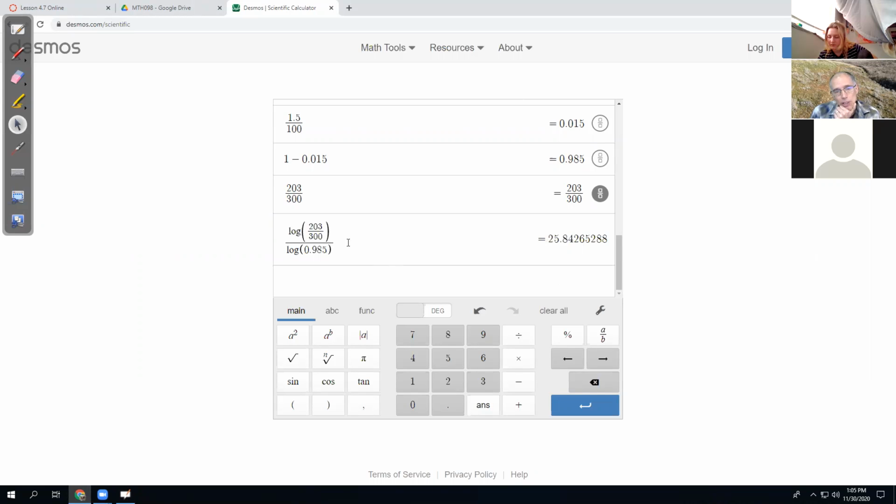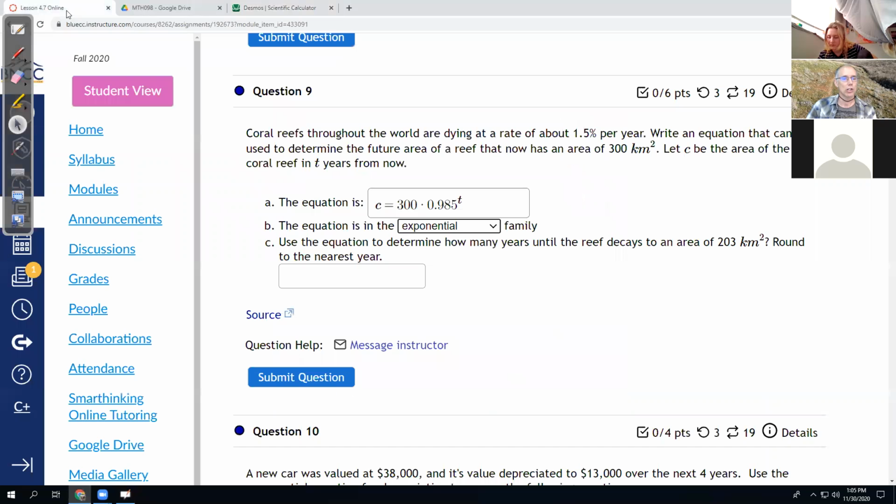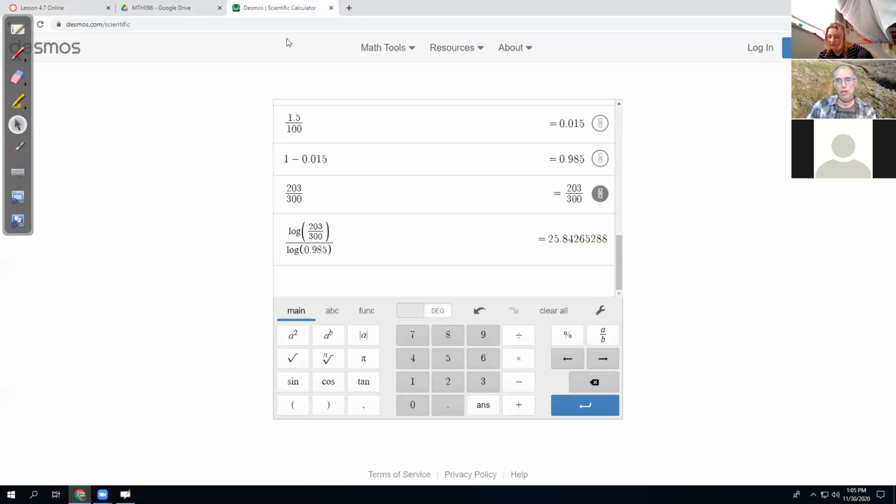So again, this is a complicated one. It's good practice to try it on your calculator, see if you can get the same number as me. About 25.8-ish. What were the instructions? Round to the nearest year. So I would say that's about 26 years till the coral reef drops from 300 square kilometers to 203 square kilometers.